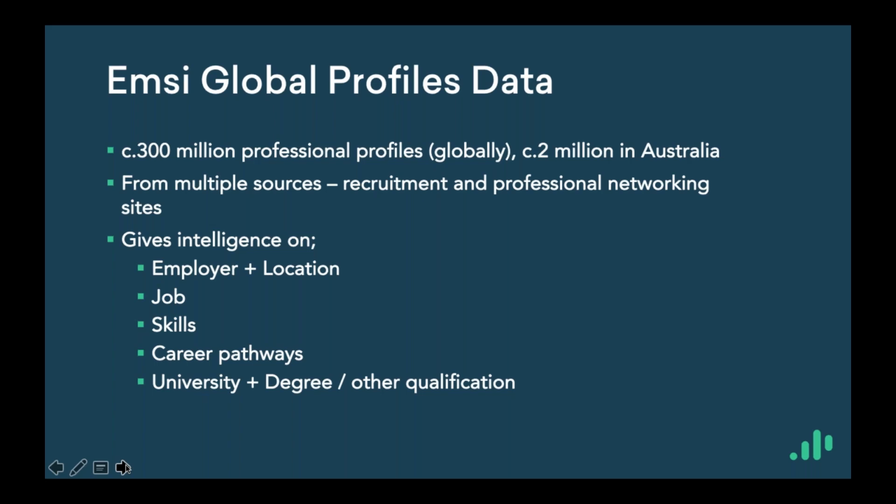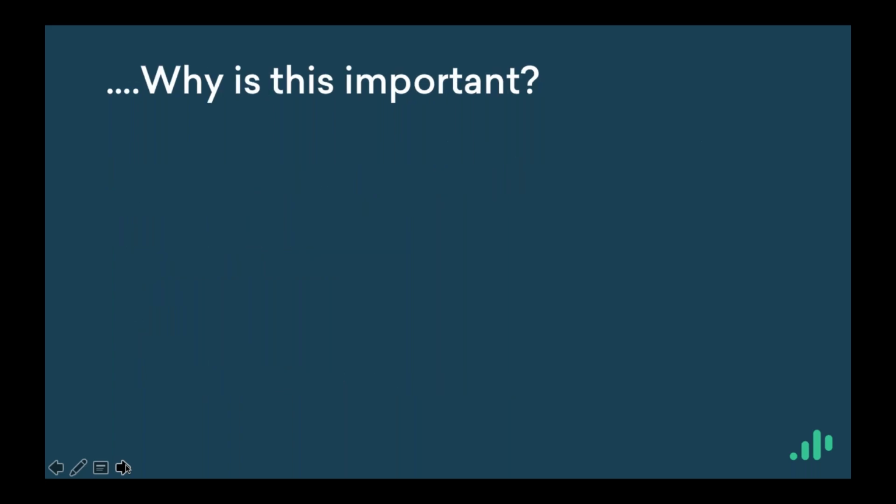And a key data variable there is, of course, which university have they attended and which degree and or other qualification have they gained in that time. So then, why is this an important issue right now, and why does this data help?